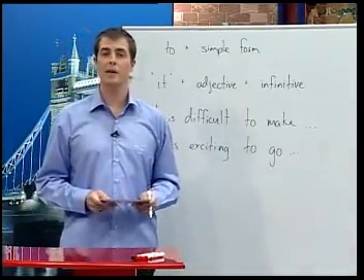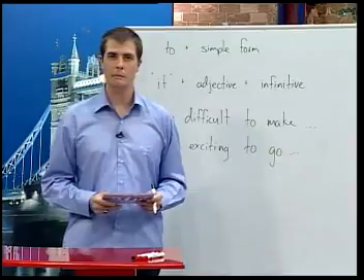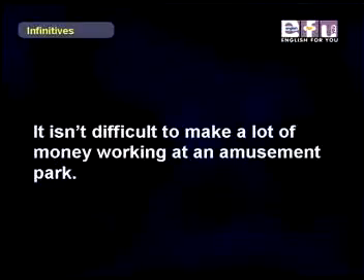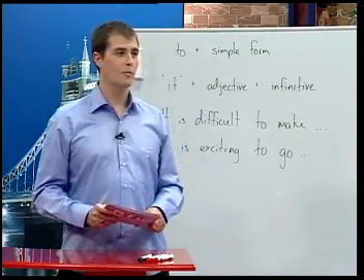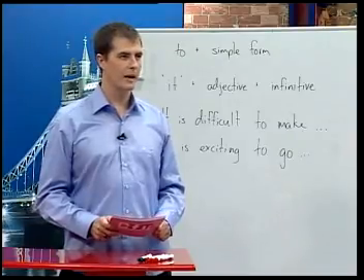Negative sentences can also be made. So let's take a look at some of these examples. It isn't difficult to make a lot of money working at an amusement park. Well, let's practice. Monica, what's the best thing about an amusement park?